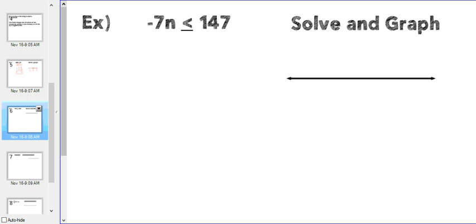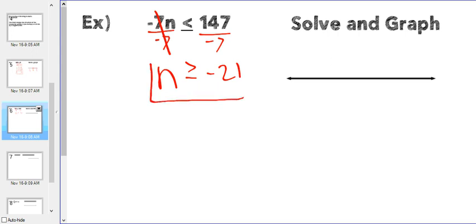All right, solve and graph. So first thing I need to do to get n by itself is to divide by -7. And right, I just said it right there, divide by negative. That's a red flag. Hey, I need to switch the direction of my inequality. I know it's going to be a negative because any positive divided by a negative is going to end up as a negative. 7 goes into 14 twice, and 7 goes into 7 one time. So it looks like 147 divided by -7 produces -21.